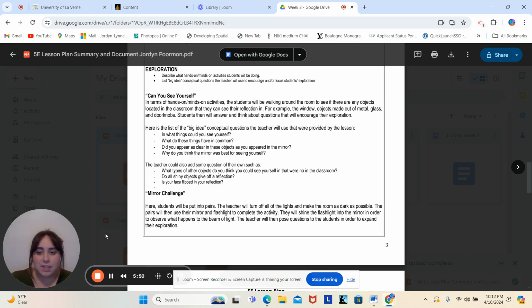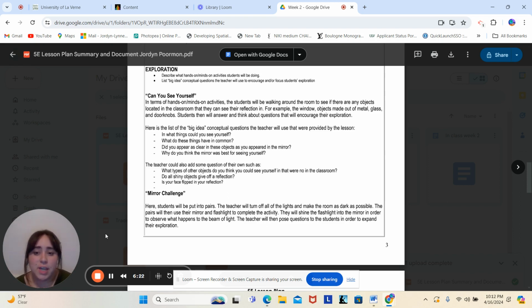And then I also added some questions that we could talk about. So maybe we ask, what other types of objects could you see yourself in that were not in the classroom? So think of things that we didn't see, maybe a body of water or a puddle or things like that. And then we could ask, do all shiny objects give off a reflection? And have students think about that. And also, is your face flipped in your reflection? So is it a mirrored image, or is it straight, perfect? And they kind of think about that.